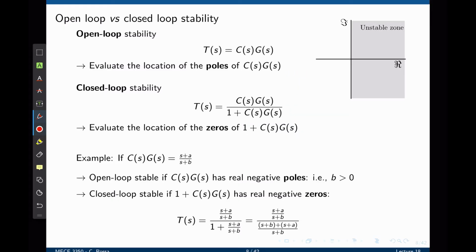Let's take one example here. Let's assume that C times G is S plus A times S plus B. The open loop system is stable provided that B is greater than 0, which means that all poles will lie on this side of the S-plane.